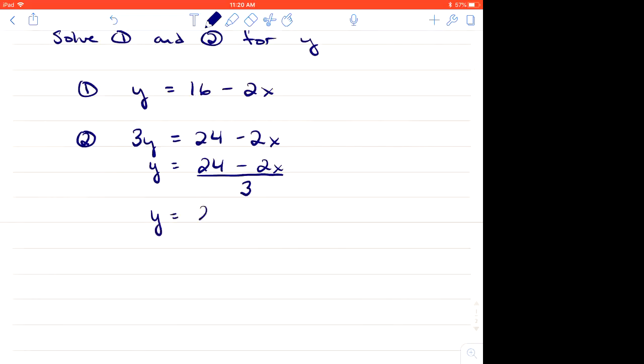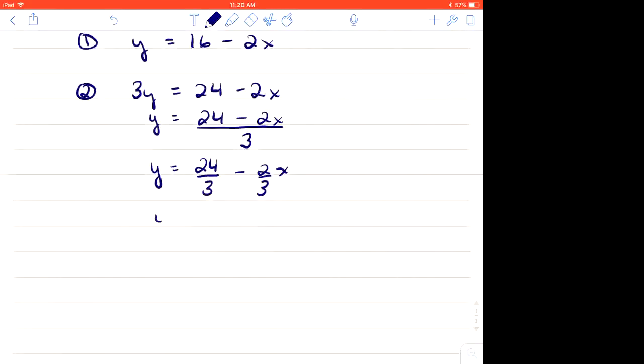So y, we can't just cancel willy-nilly, right? We can break up these terms and say that that's the same as 24 over 3 minus 2 over 3 times x. 24 over 3, we can simplify. Y equals 8 minus 2 over 3, we can't simplify, 2 over 3x. If you wanted to leave it as 24 minus 2x all over 3, that's fine, right? But we don't really like to look at stuff like that, right? So we like mx plus b.